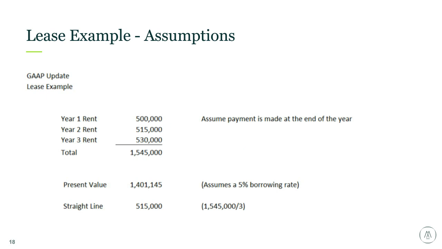The discount of that payment stream at $1,545,000 ends up being $1.4 million. And the straight line, if you straight line this rent, it would be $515,000. So straight line was what we would have done if this had been an operating lease before. And obviously, if it had been a financing lease, you would have put that $1.4 million on your balance sheet.